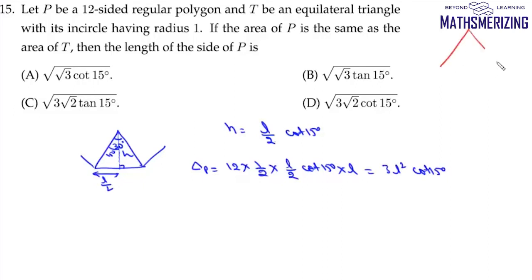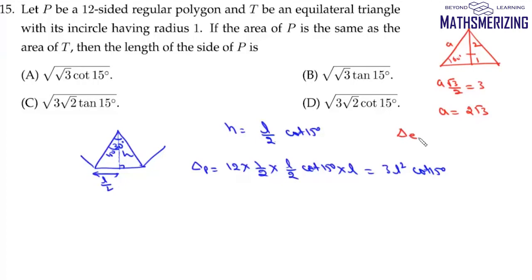Now we'll come to this equilateral triangle. So this equilateral triangle has an inradius of 1 unit. So if this is 1, it will be 2 units. So the length of this altitude is 3. Now suppose the length of the side is A and this angle is 60. So A sine 60, that is A root 3 by 2, equals 3. So the value of A is simply 2 root 3.